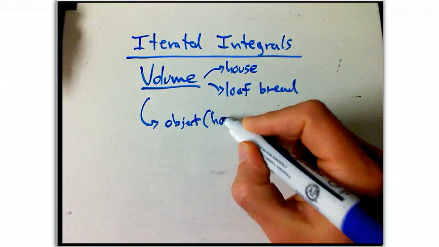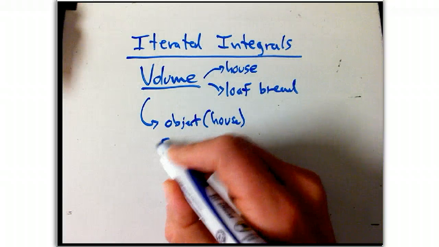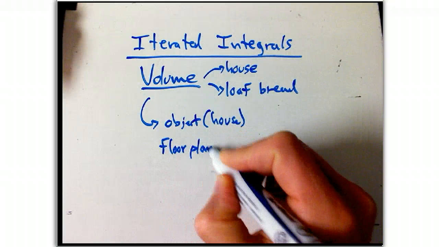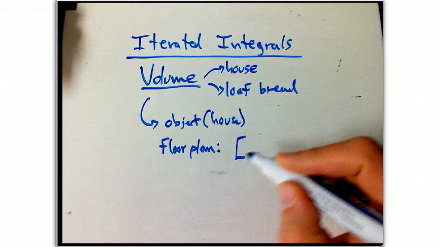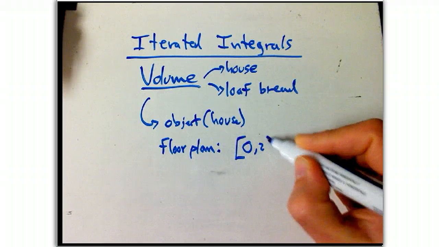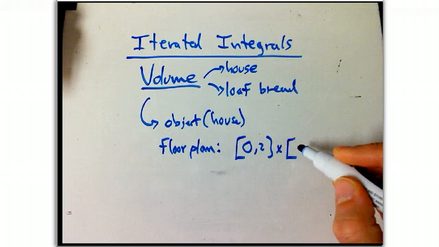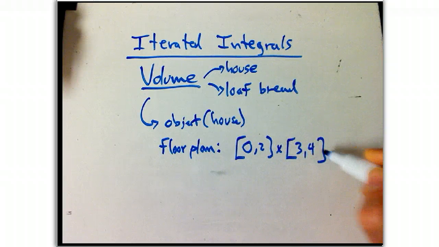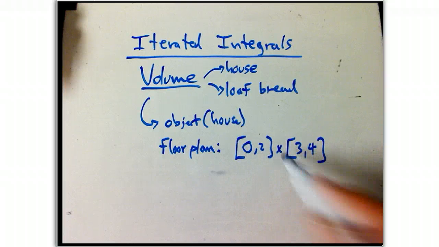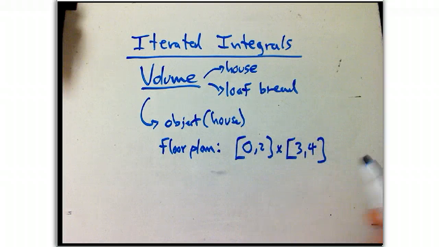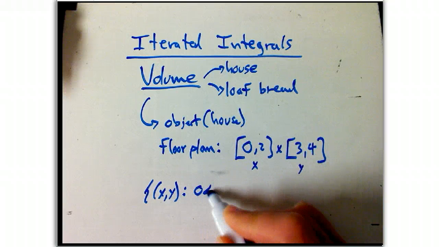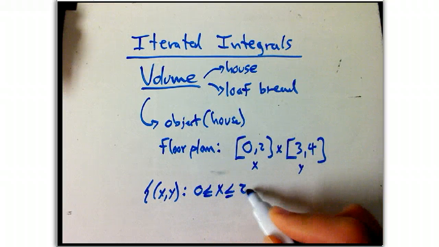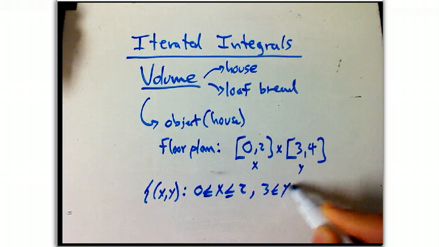Let's call it a house for right now, where the floor plan is the rectangle [0,2] cross [3,4]. Now what does that notation mean? We know what the interval notation means. What does this cross thing mean? It means a rectangle where the x's are in here and the y's are in here. So it's, in other words, the set of x and y such that x is between 0 and 2 and y is between 0 and 4.